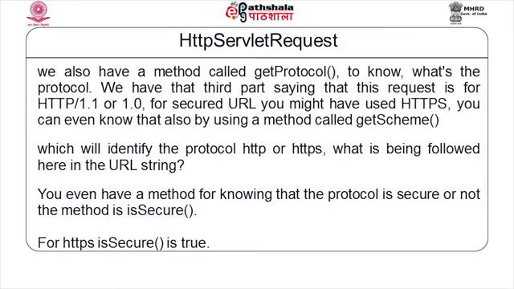Fine. We even have a method to know, in the URL, you might have used HTTP, or sometimes for a secure URL you might have used HTTPS. You can know that by using the method called getScheme. Scheme will identify the protocol, HTTP or HTTPS, that is being followed in the URL string.